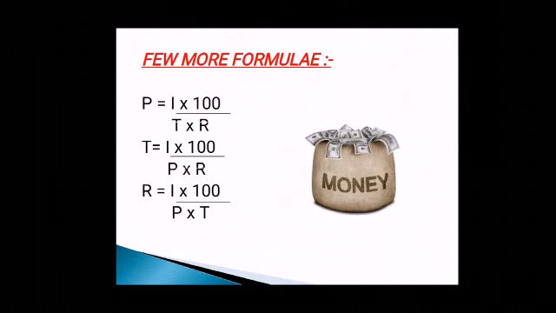From this, we can write few more auxiliary formulae to calculate P, T and R. P equal to I into 100 by T into R. T equal to I into 100 by P into R. R equal to I into 100 by P into T.